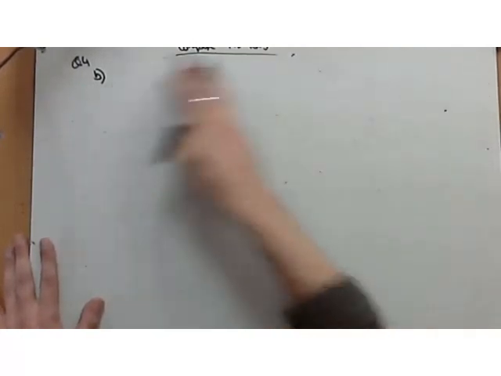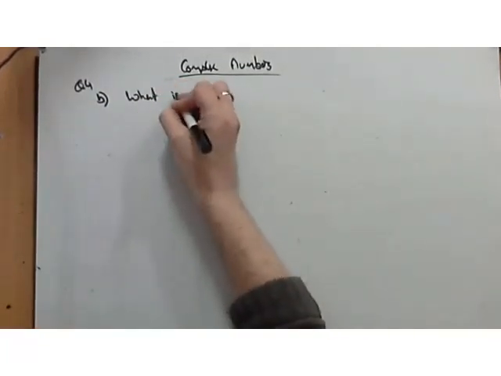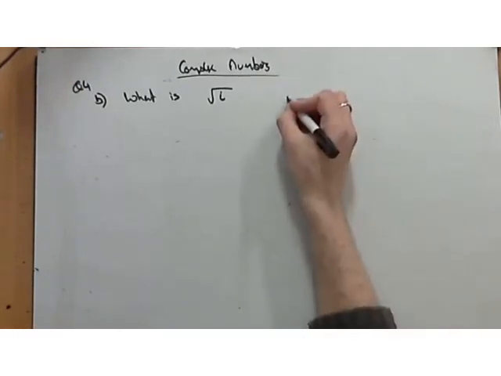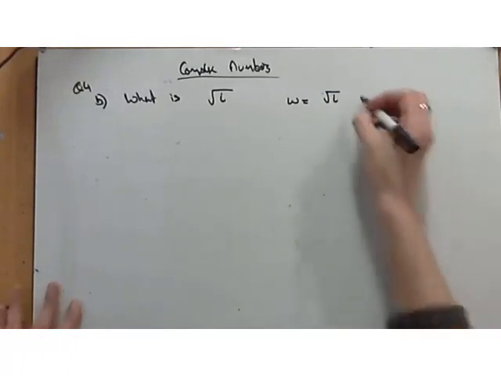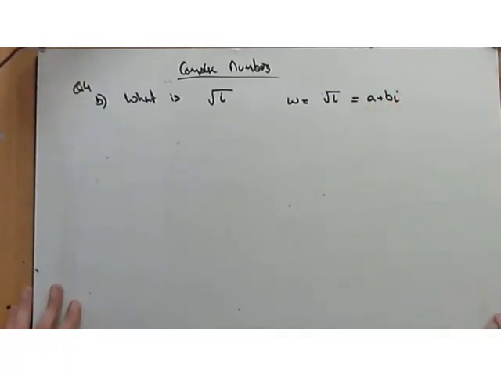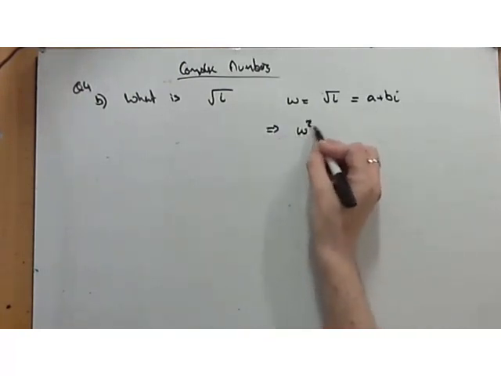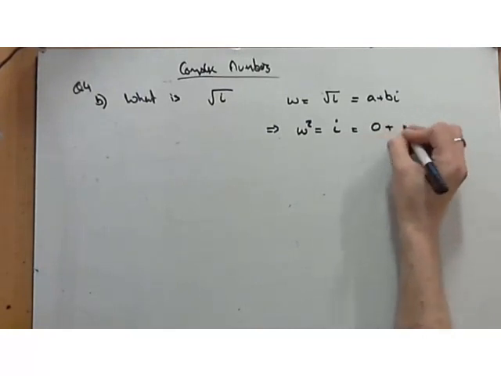So we're going to try to find now, what is the square root of i? And I'm going to do this without De Moivre's theorem. So I'm going to say that some w is equal to the square root of i. It's some complex number, and I'm going to call it a plus bi. This implies that w squared is i, which is the same as 0 plus 1i.